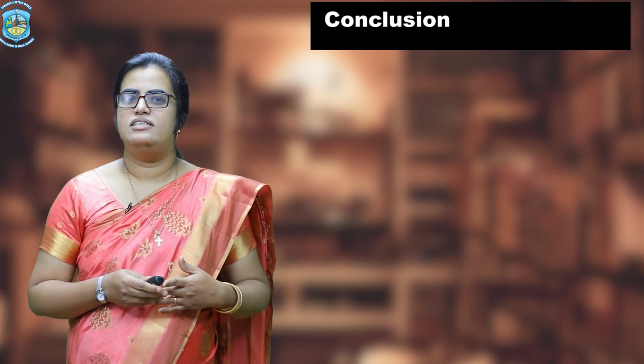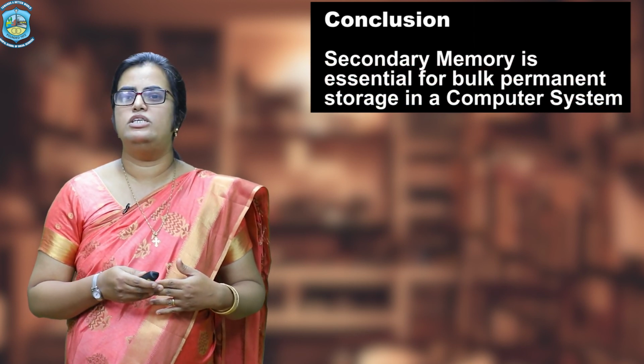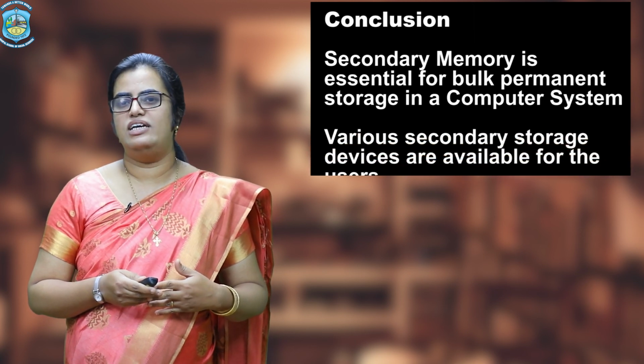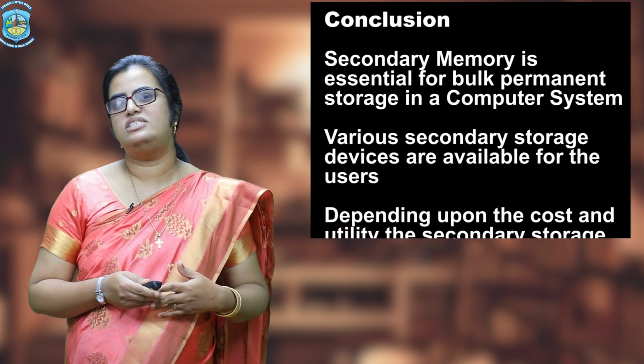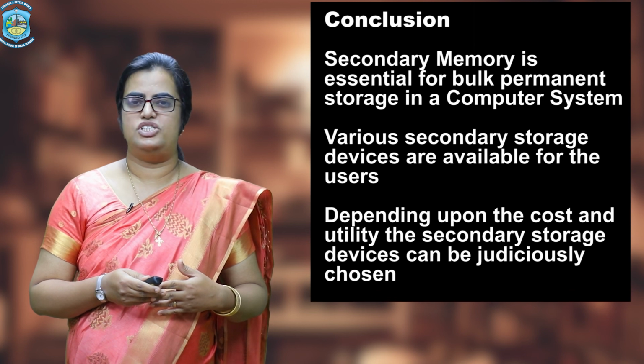I am going to conclude this lecture of mine. In this lecture, we have seen that the secondary memory is an essential part for the bulk permanent storage in a computer system. Various secondary storage devices are available for the users. Depending upon the cost and utility, the secondary storage devices can be judiciously chosen. I hope you have understood the utility of secondary storage devices in a computer system.